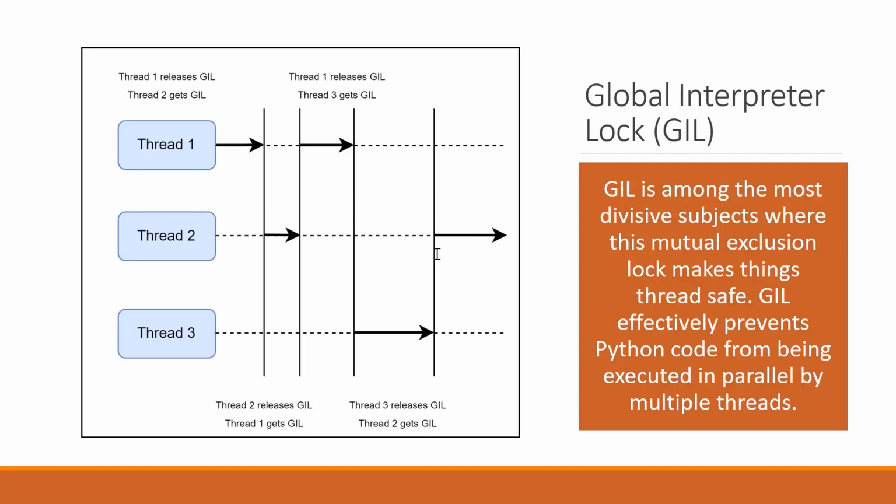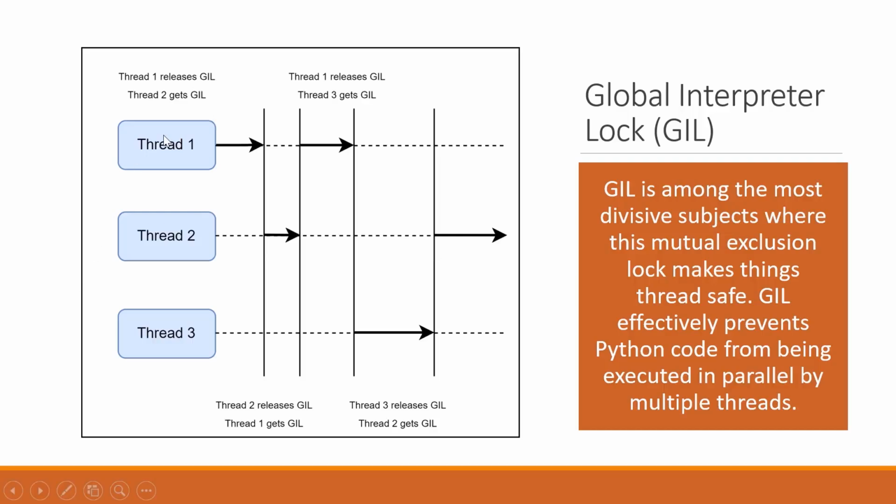GIL is among the most diverse subjects, where this mutual exclusion lock makes things thread safe. GIL effectively prevents Python code from being executed in parallel by multiple threads. Only one thread can hold the lock at once. Thus, if another thread needs to execute, it first needs to obtain the lock. You can see this whole concept with the help of a diagram.